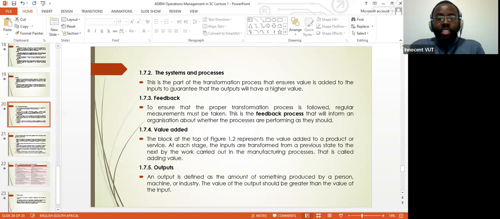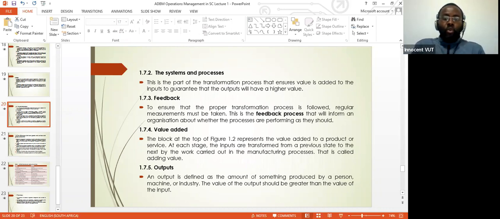Right, we have the systems and processes from the transformation process. This is the part of the transformation process that ensures value is added to the inputs, to guarantee that the outputs will have a higher value. If value is not added, then the outputs that will come will be of low value. So that is enabled by systems and processes, the addition of value.